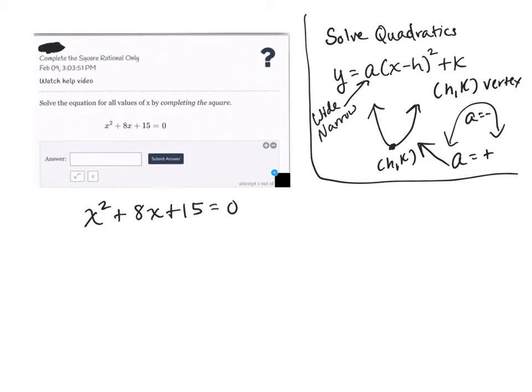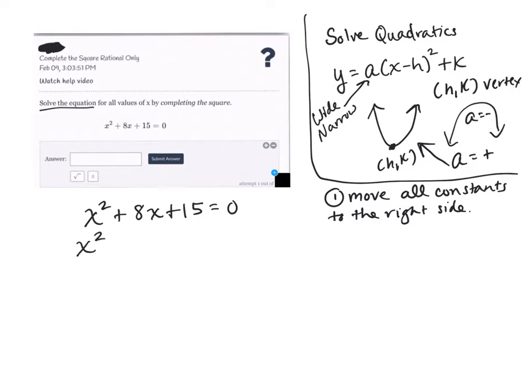All right, so in this case, we're trying to solve. Okay, so we're trying to figure out where the parabola is crossing the x-axis. All right, so the way we're going to do that is we're first going to move all constants to the right side of the equation. So I'm going to go ahead and do x squared plus 8x. We're going to leave a little space here. And I'm just moving this around.